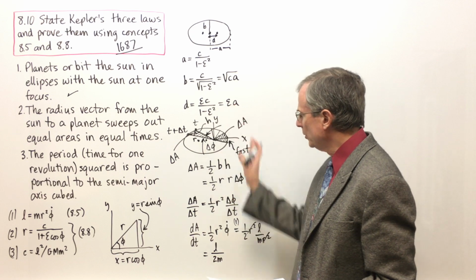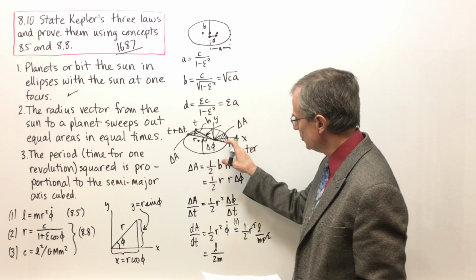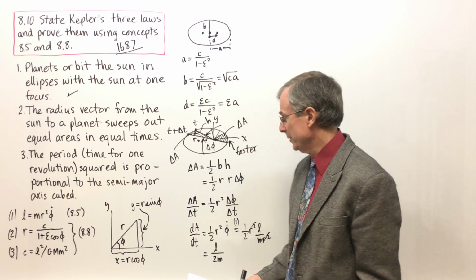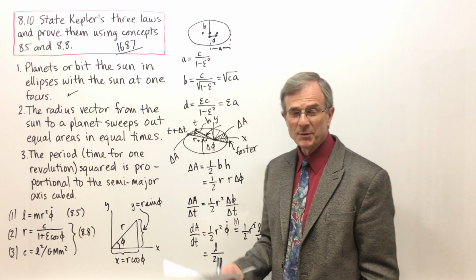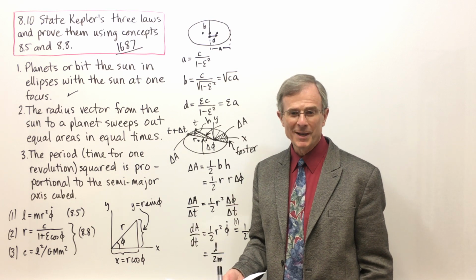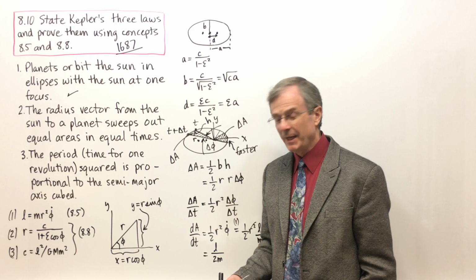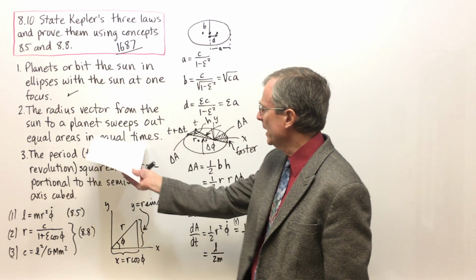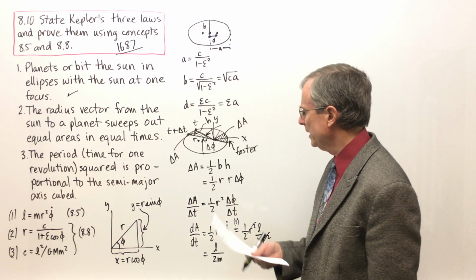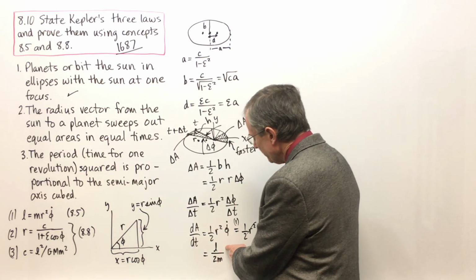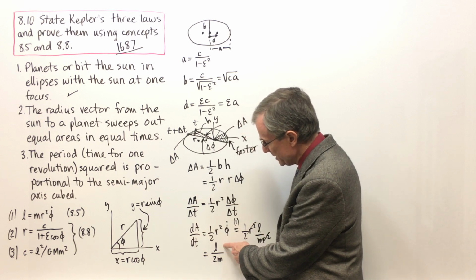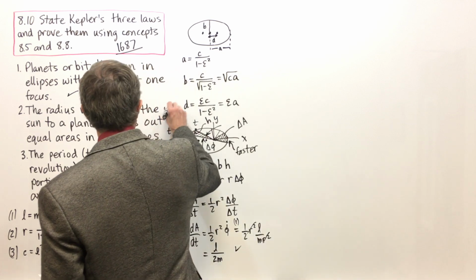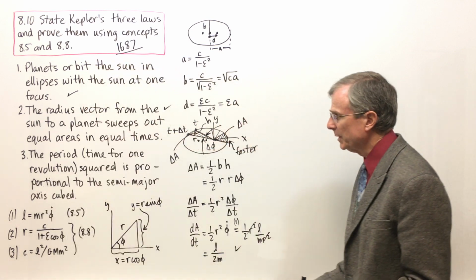You have to be going through a greater angle because the distance is shorter and that area has to be the same. It's amazing that Kepler figured that out, looking at sometimes flawed data of Tycho Brahe, and yet Kepler figured out that second law. So this says that the radius vector from the sun to a planet sweeps out equal areas in equal times, and that area swept out as a function of time is L over 2m. So that proves the second law, and let's see if we can do the third law.